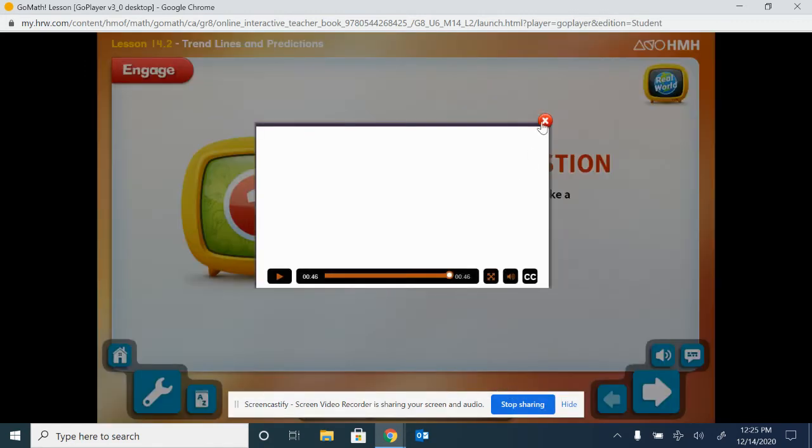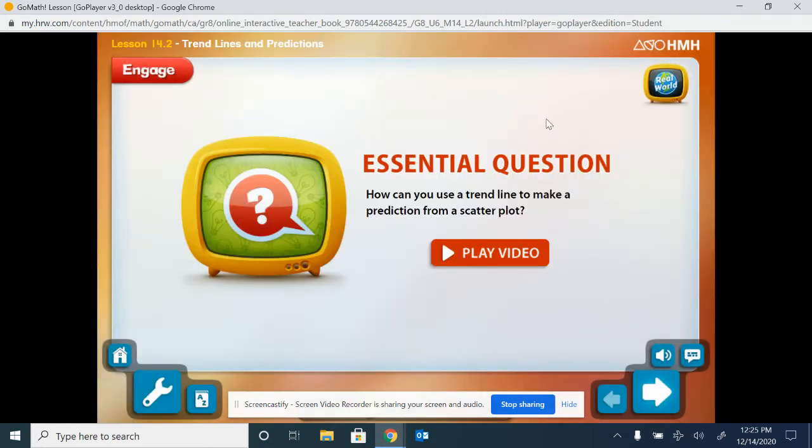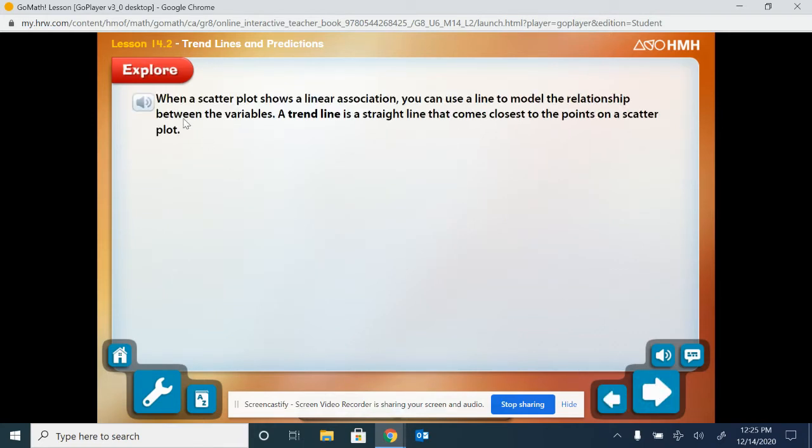So I finally get how they predict the weights of the dinosaurs. They use a scatter plot to estimate. So those are all just estimates, okay? So when a scatter plot shows a linear association, you can use a line to model the relationship between the variables. A trend line is a straight line that comes closest to the points on a scatter plot.